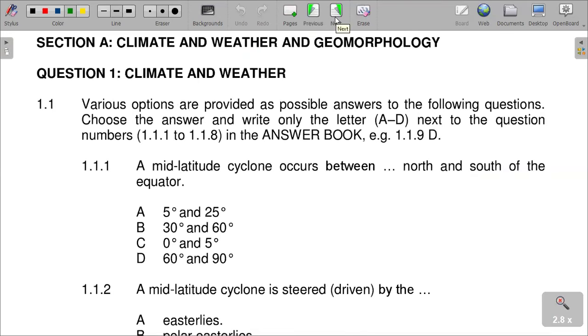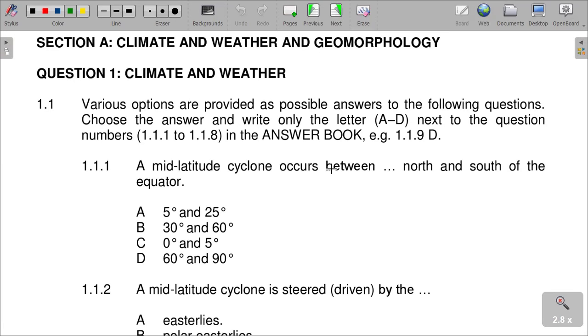It's climate and weather and geomorphology. First, question one, climate and weather. I'm going to quickly answer these questions without wasting any time, and make it very short and fast. The board is posted there. Various options are given there. Then you write the question number and answer only.